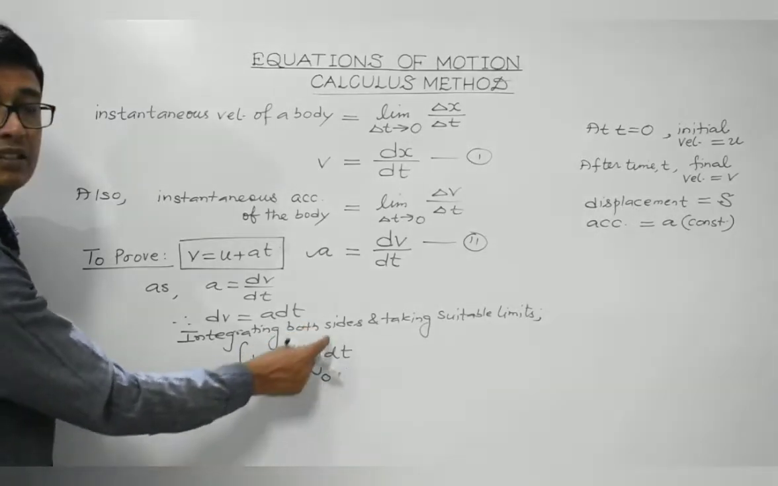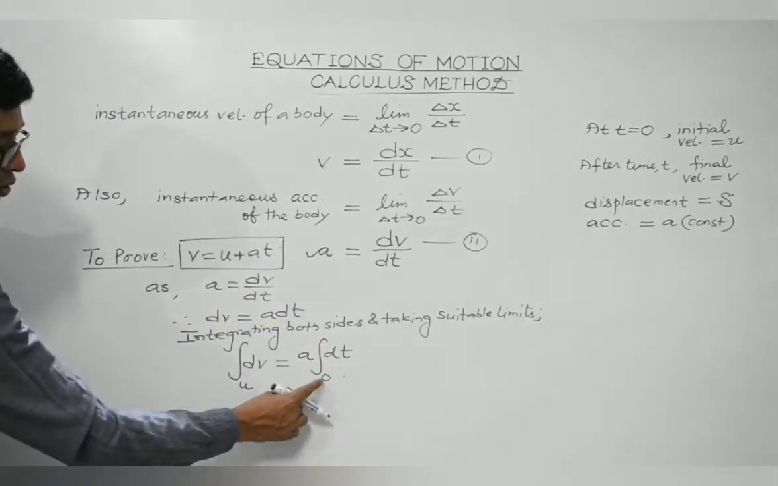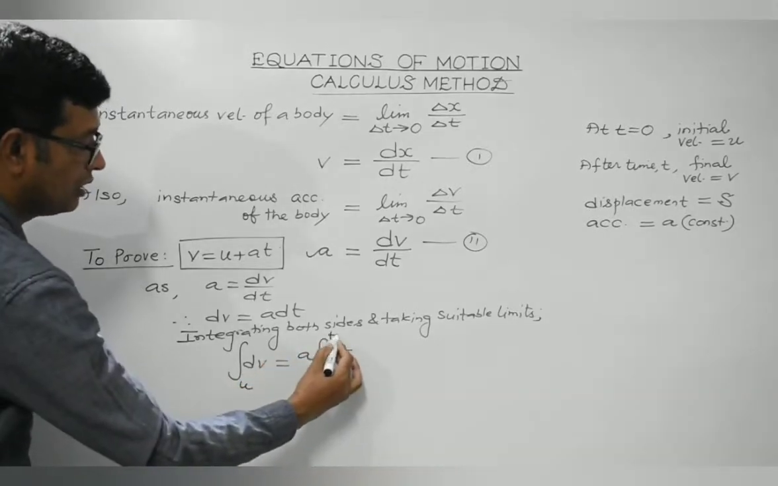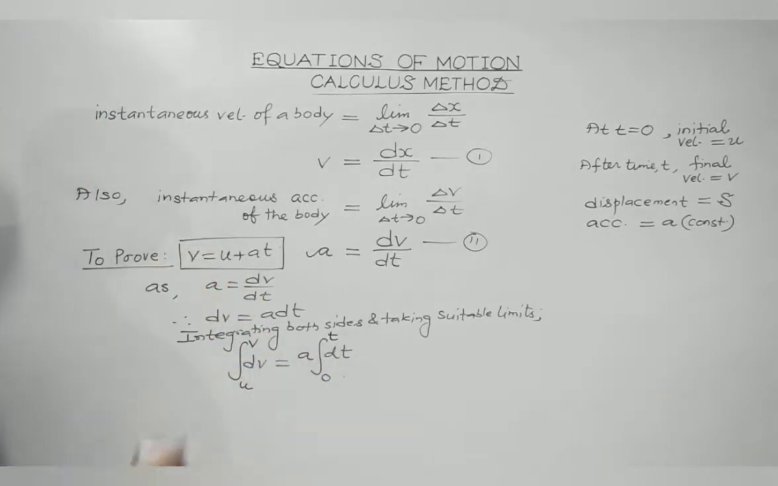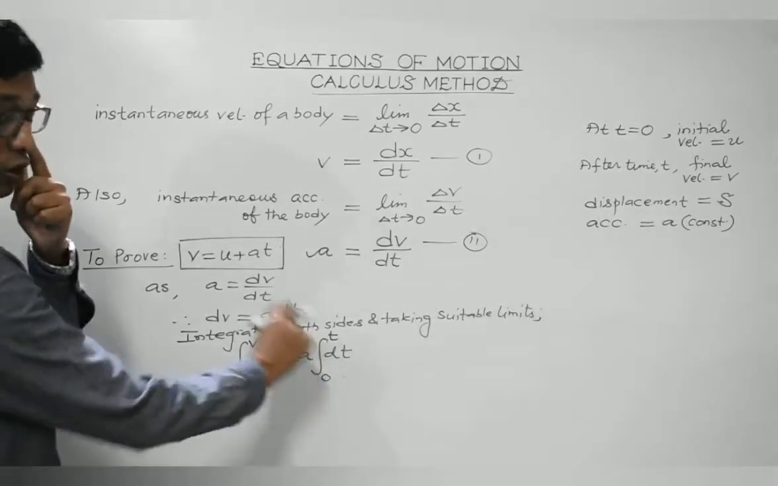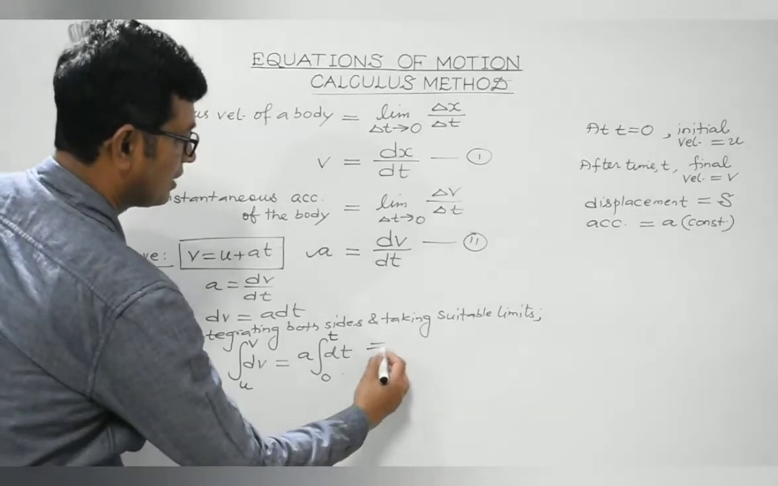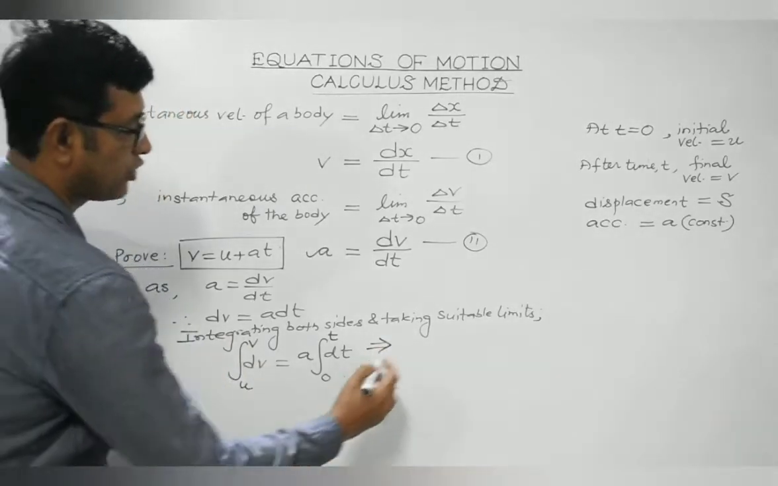There is the lower limit and there is the upper limit. So at t equals 0, the velocity of the body was u. At t equals t, the final velocity of the body is v. Now we can easily solve it and we should get the result, right? So it implies that integration of dv is v.